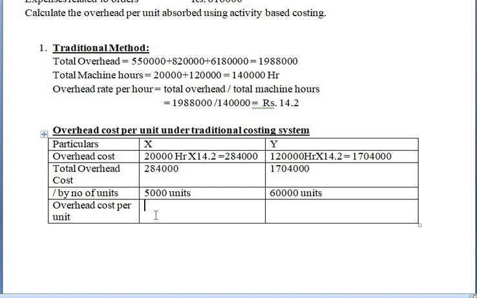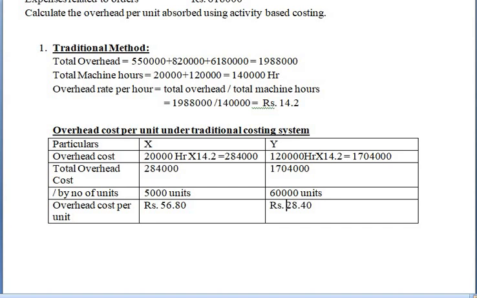5,000 units, 56 rupees 80 paisa. And for product Y, total overhead cost 17,04,000 divided by 60,000 units. Per unit will be 28 rupees 40 paisa. So this is the overhead cost per unit under traditional costing method.